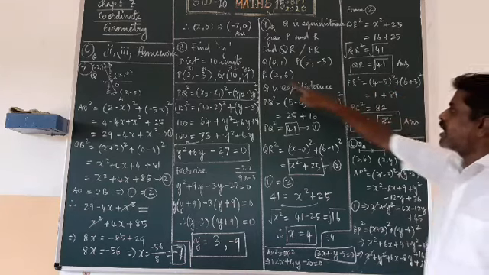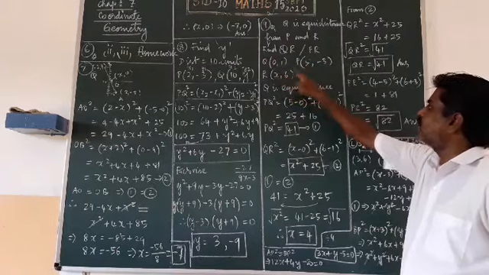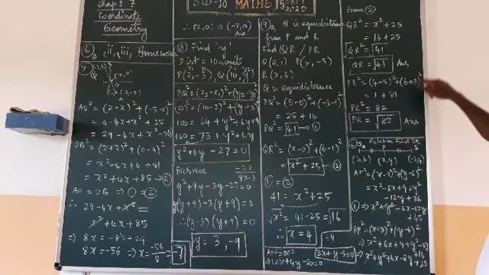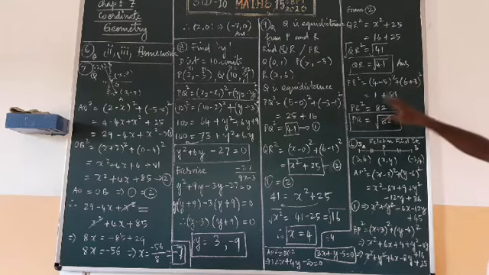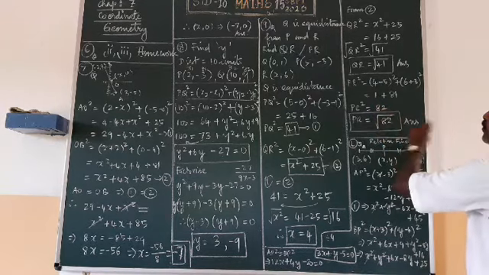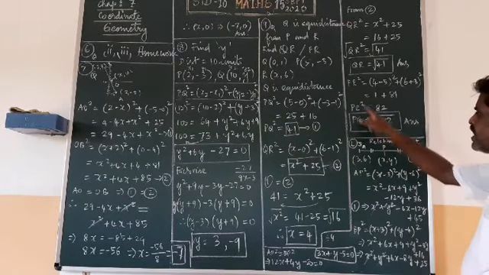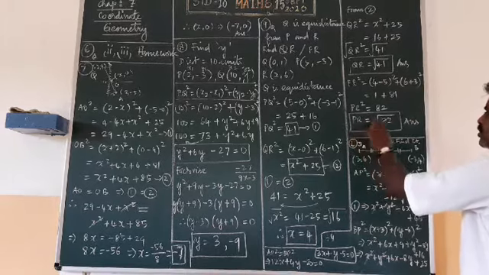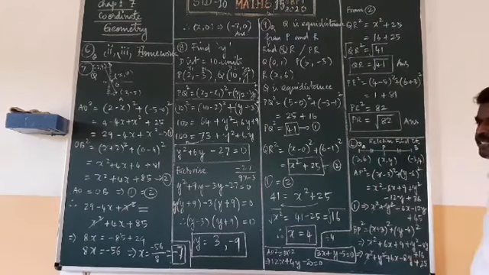Then PR square, use the distance formula. 4 minus 5, because PR square, these two points. So (4 minus 5) whole square and (6 plus 3) whole square. Then I am simplifying it. I am getting 1 plus 81, that is equal to 82. So PR square equal to 82. Taking the square root, PR equal to root under 82 is the answer.